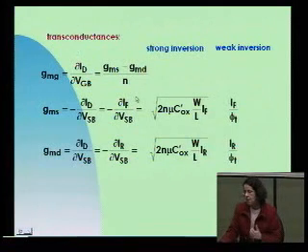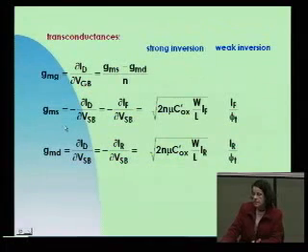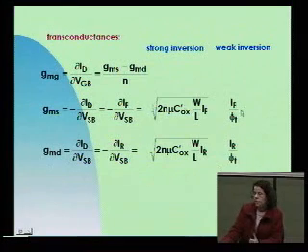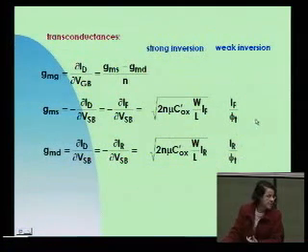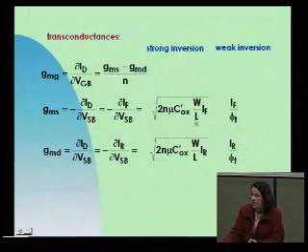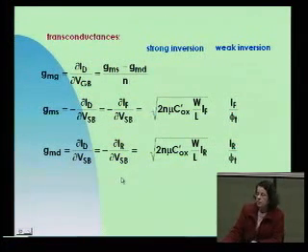Let's see how the transconductances behave. The source and drain transconductances have different behaviors in strong and weak inversion. They have a behavior similar to bipolar transistors in weak inversion, and they are dependent on the square root of the saturation components of the currents in strong inversion.